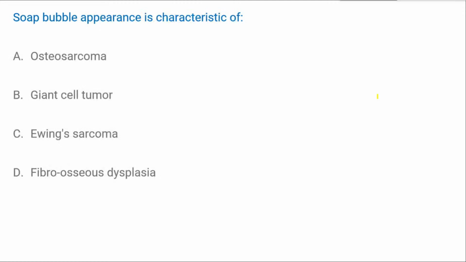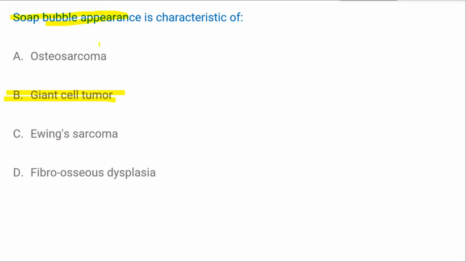Next is another direct question. Soap bubble appearance is characteristic of. As I am telling you, this could have been paraphrased as a radiographic picture also, but still the key essence of the question is soap bubble appearance. Soap bubble appearance is characteristic of giant cell tumor. There are other lesions that will cause this kind of presentation, but those are not part of our options. The other options are osteosarcoma, Ewing sarcoma, and fibrous dysplasia.